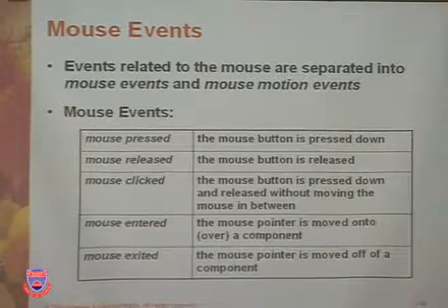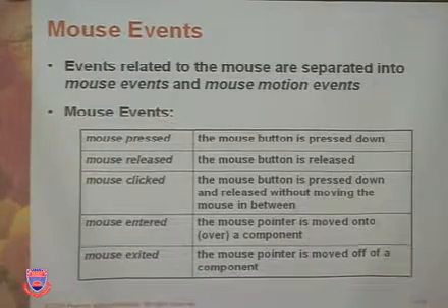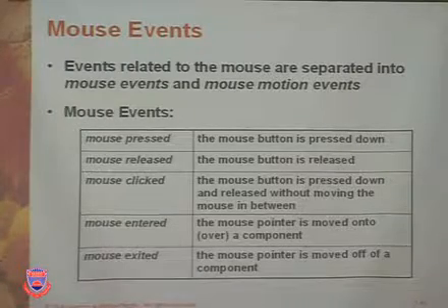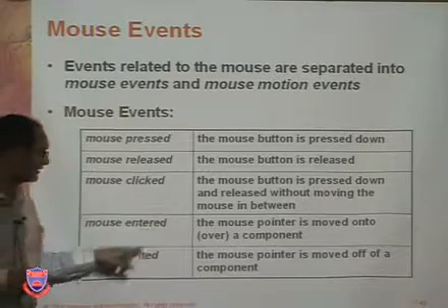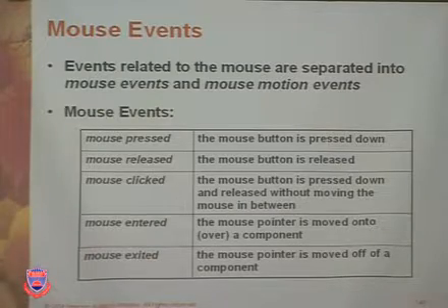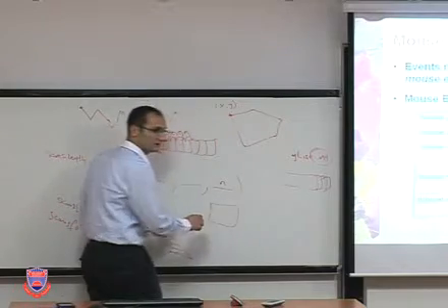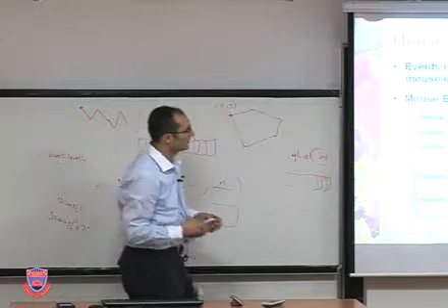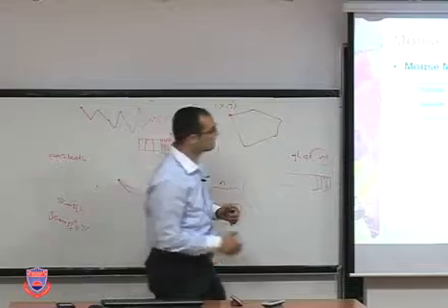So it's just click and then release afterwards. That's called mouse clicked. And then mouse entered, basically it means when your mouse pointer enters, for example, a window. Whenever you move it on top of that specific window, that's mouse entered. And then mouse exited, when the mouse pointer is moved off of a component. So you move it out of the box of a given component, such as a panel. If you move it out of that area, then that's going to be mouse exited. We have motion events as well.